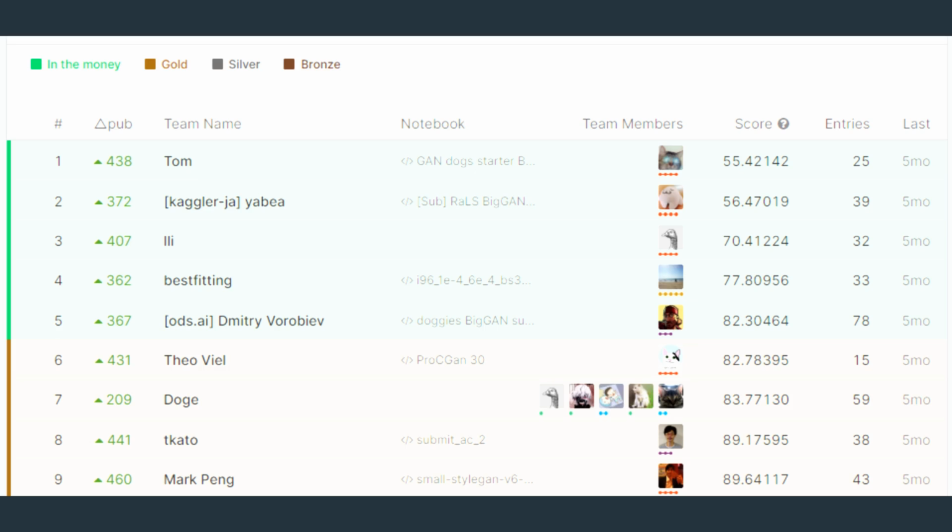So what's going on here? For those of you who don't know, Tom finished first. And the difference between the private leaderboard and the public leaderboard was that he went up 438 places, which is like half of all teams. So what's going on there?